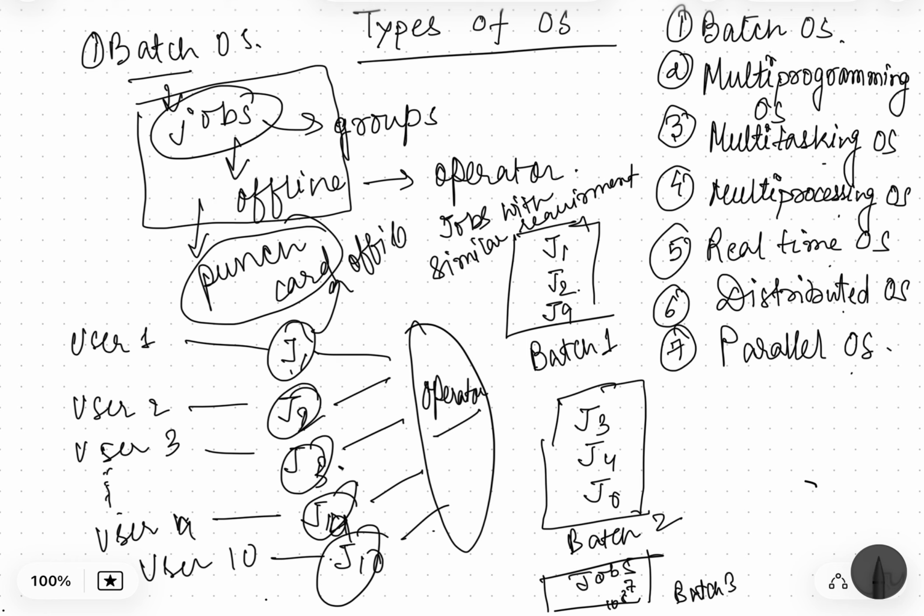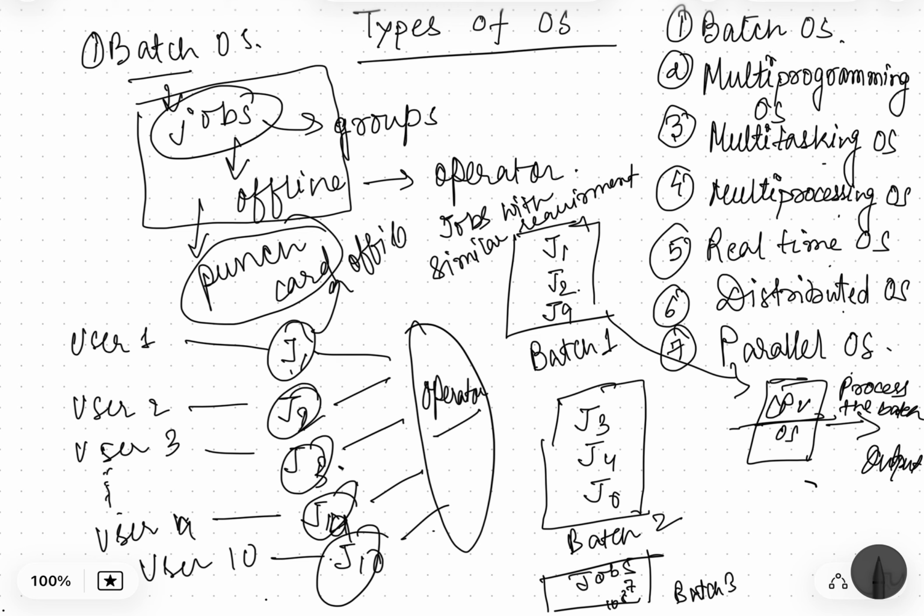Now one after another this batch was given to the CPU or the OS. CPU comes under your hardware devices. So this was given to the CPU where the OS used to process the batch. So the next step is to process the batch. The OS used to process the batch, and then we used to get the output.